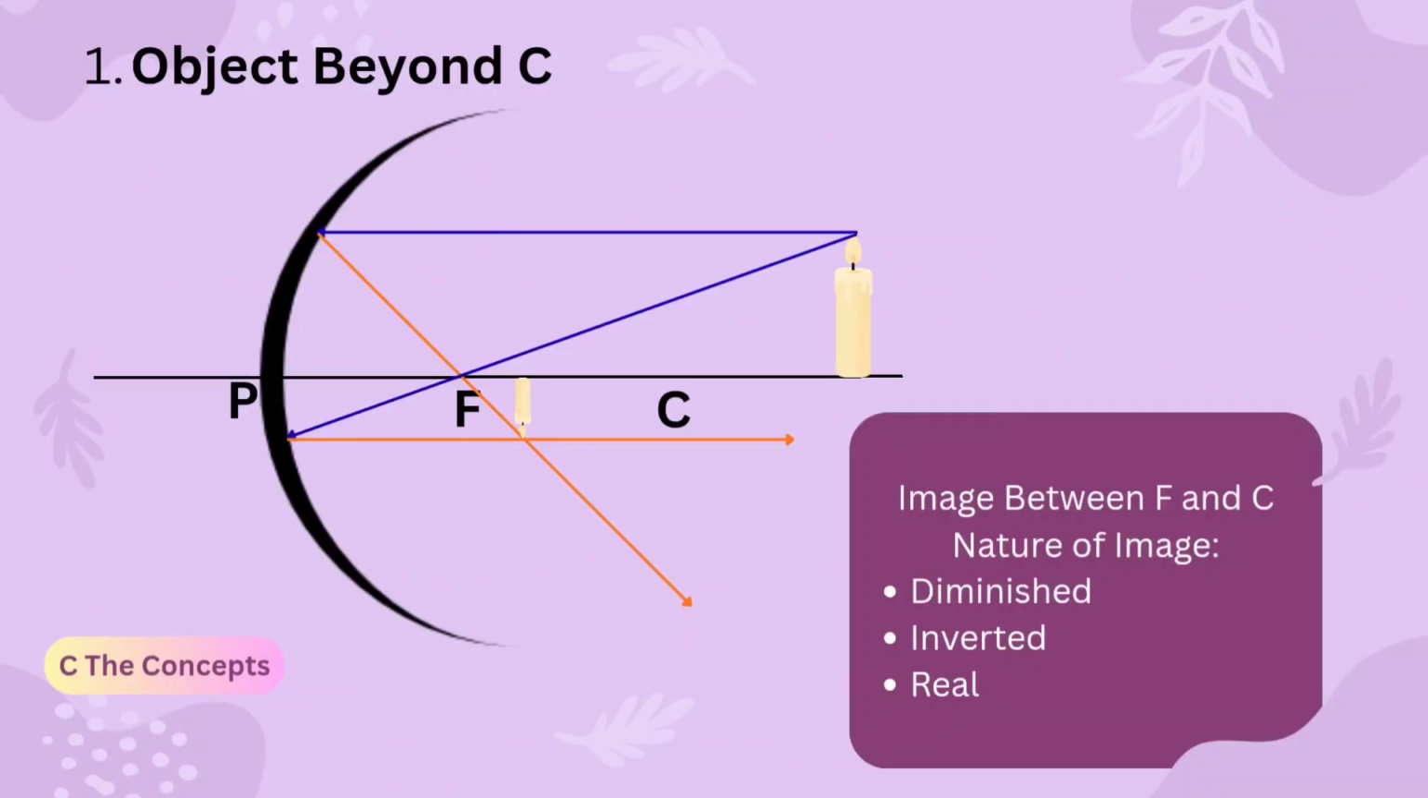Extend both the reflected rays, they'll meet at one point. The point of intersection of these reflected rays is the image position. Here we can see the rays are meeting between F and C. So the image formed is between F and C. The nature of the image is diminished, inverted and real.